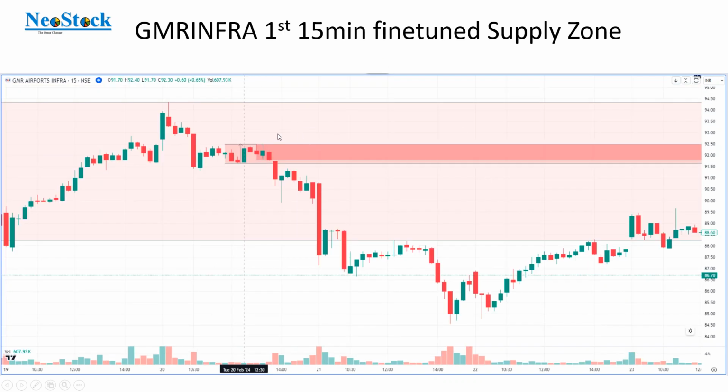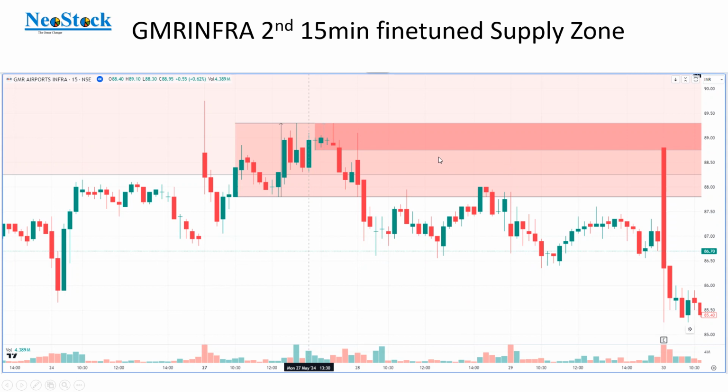Now the first 75 minute zone, we again fine tuned with 15 minutes. We have a rally, 4 base candles and a drop candle. And the second one, again we fine tuned. We have a rally, 4 base candles and again a drop candle. And this zone is tested several times. You need to observe this.